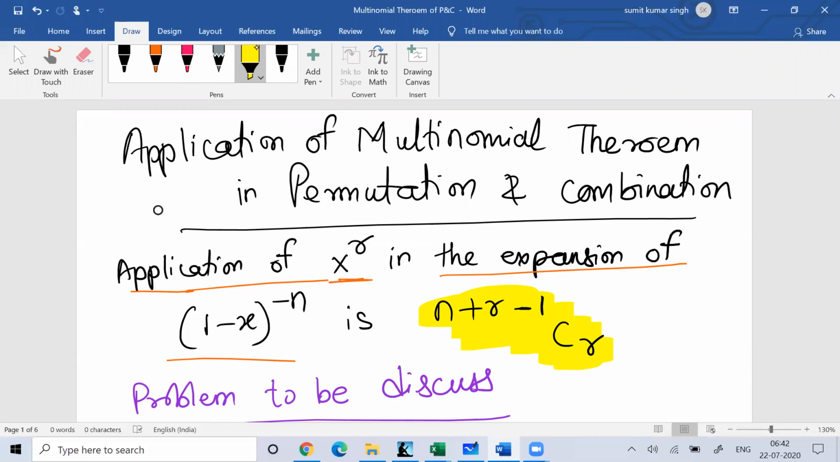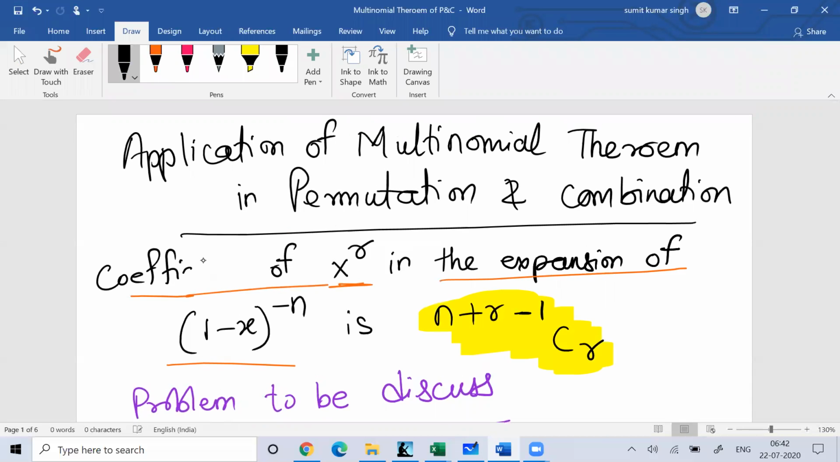Whenever I have to determine the coefficient, the coefficient of x to the power r in the expansion of 1 minus x to the power minus n is equal to n plus r minus 1 C r. This is the formula we are going to use to solve problems on the multinomial theorem.